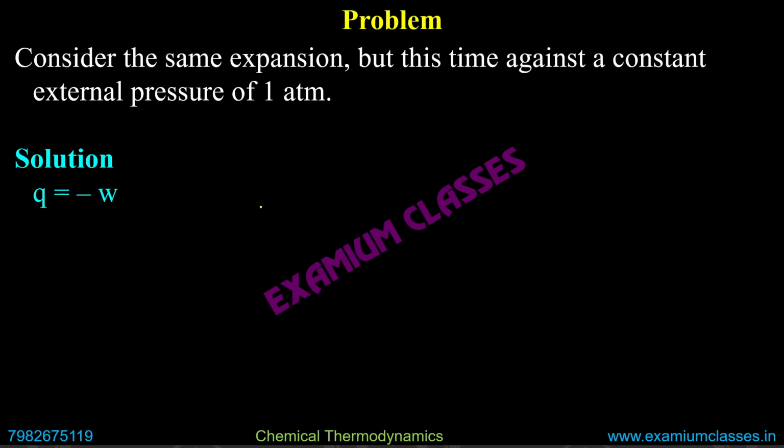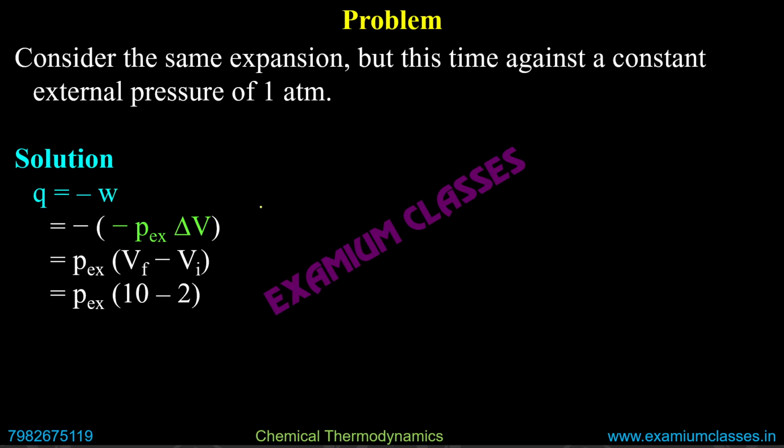Q equals to minus W, because delta U is 0, it is isothermal process, Q will be equal to minus W. And here we will apply the same formula, minus P external delta V, but now P external is not 0, it is 1 atm. So we will substitute these values. P external is 1 atm and V final minus V initial will be 8. So answer in this case will be 8 liter atm.